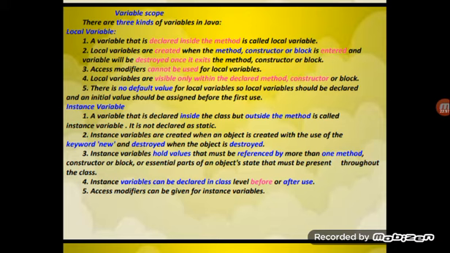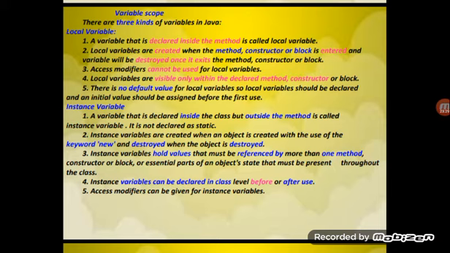Or constructor or block are an essential part of an object state that must be present throughout the class. How is it? That is the object state that must be present. After that, four: instance variables can be declared at class level, before or after use.